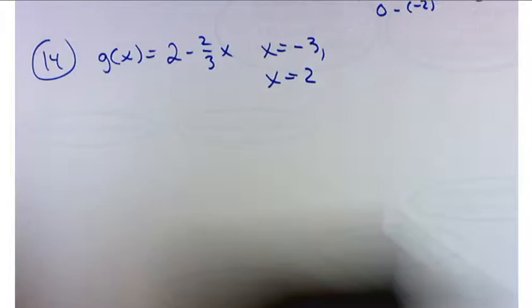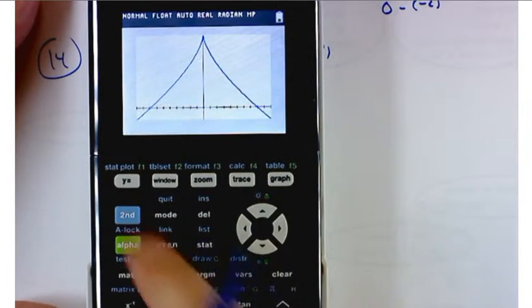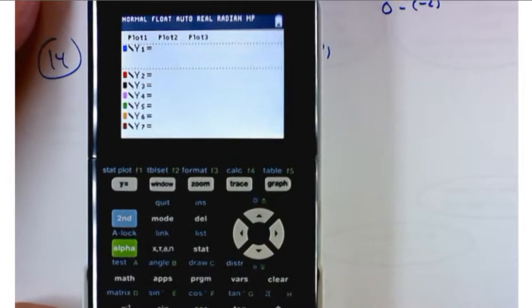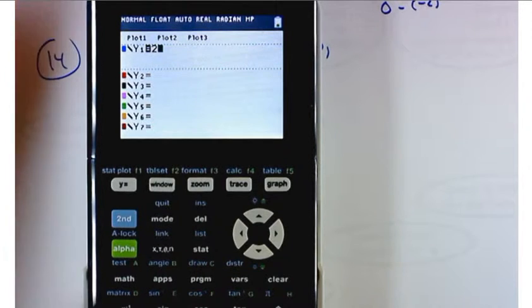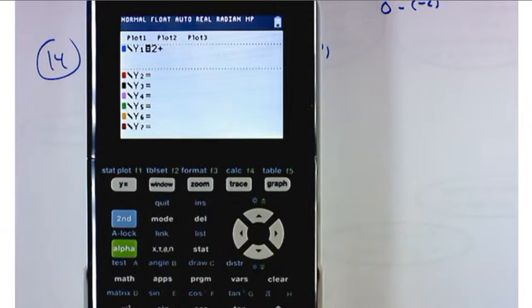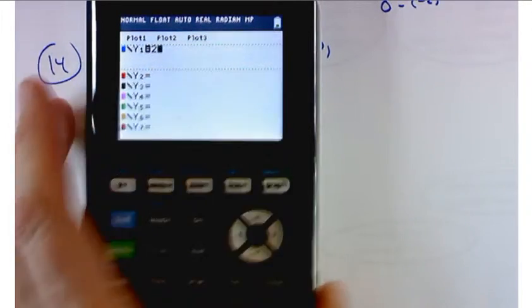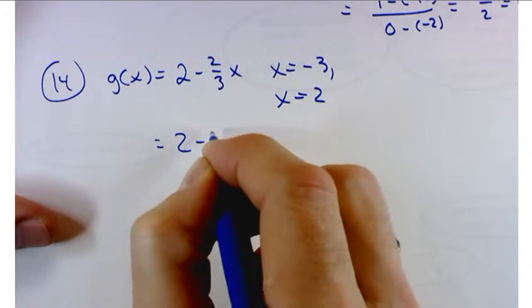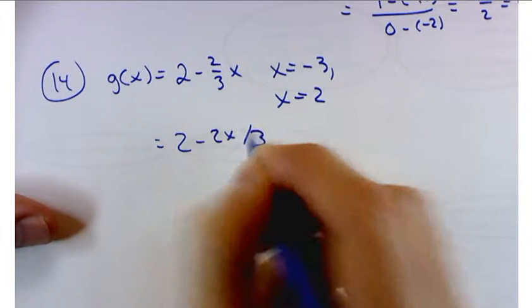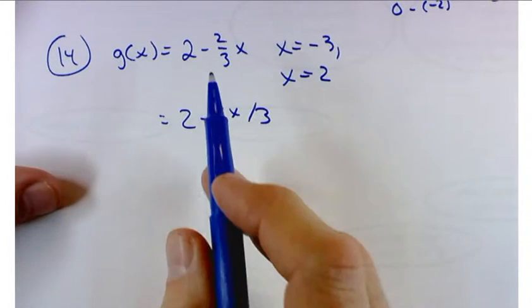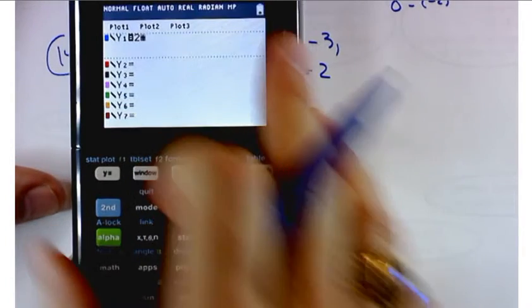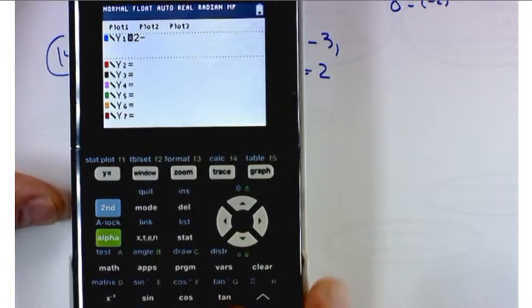Well, we can make our calculator do the work. So let's plug in our function. Hit the y equals key. 2 minus 2/3 x. Now I'm going to write that minus 2/3 x in a convenient way. So it's going to be minus 2x divided by 3. That's equivalent to what I have here. It's just easier to input that into my calculator. 2 minus 2x divided by 3.